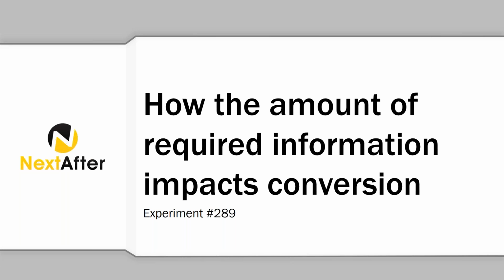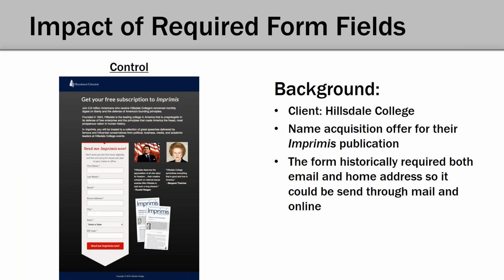We all know that every additional piece of data that we request from somebody when they're signing up to receive emails from us adds additional friction into the process, but it also produces additional value to you, the organization. You get additional data points on your subscriber. So this experiment was one that was performed with Hillsdale College. This is the control version of the email sign-up page, and the offer was to receive their Imprimis newsletter, and this control version requires first name, last name, email, and then also postal address, city, state, zip, and street address.